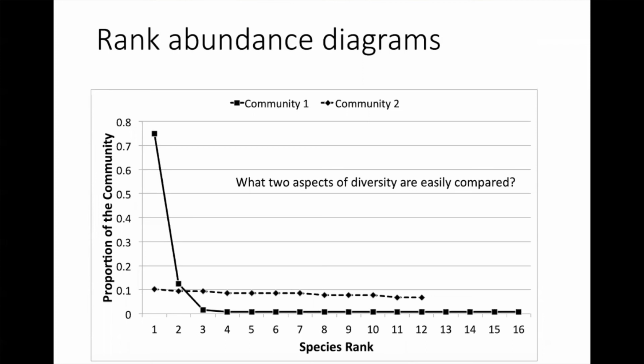By looking at this graph, again, what 2 aspects of a community can you quickly assess and compare? Evenness, right? Which one is more even? Yeah, 2, right? There's not a big change in slope here. Whereas community 1, you got this really steep slope initially. So it's highly dominated by this first species. What's the other thing you can compare besides the slope or evenness? Where did the 2 curves stop?